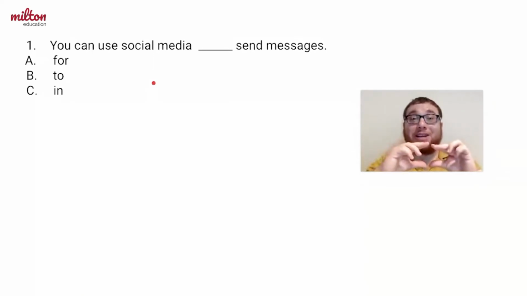We have to read the whole sentence with the three different options. And then we think a little bit about what we know about English. And with this information, it's easier to choose the correct answer. What is the correct answer? You can use social media to send messages. So the correct answer is B.